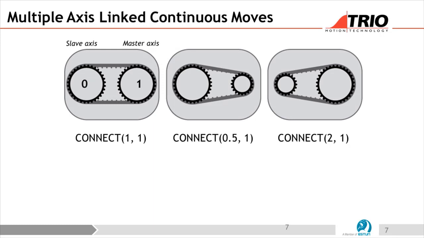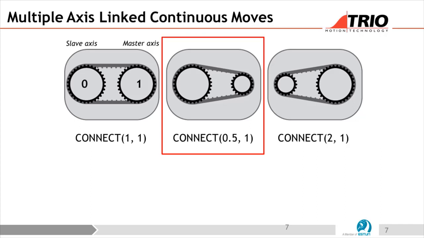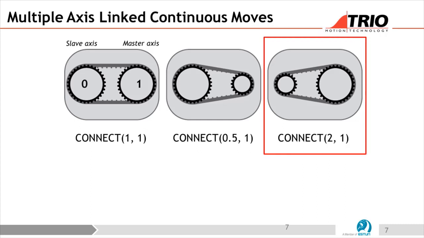If you put the value 1 in, then that's 1-to-1. If you put a value lower than 1, then you're basically gearing downwards, so the slave is going slower than the master. And if you put a connect of 2 or higher than 1, then you're gearing upwards and the slave is going faster than the master.